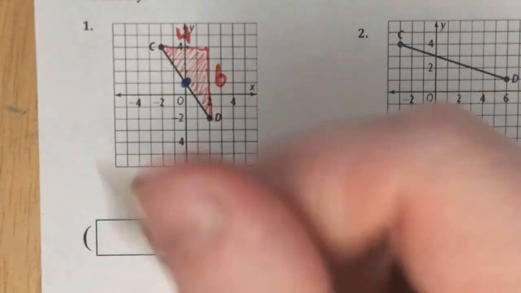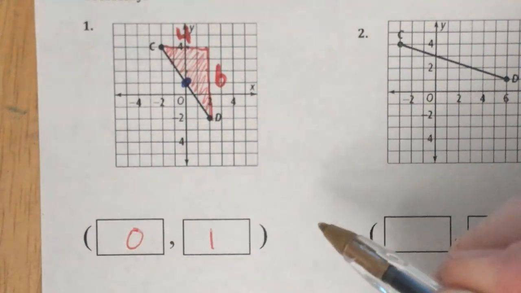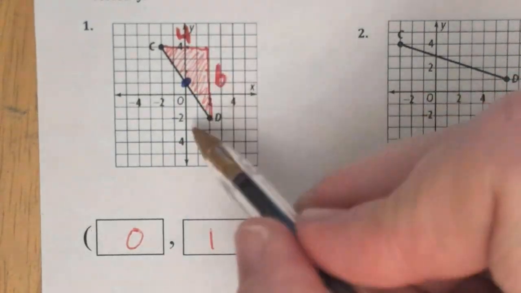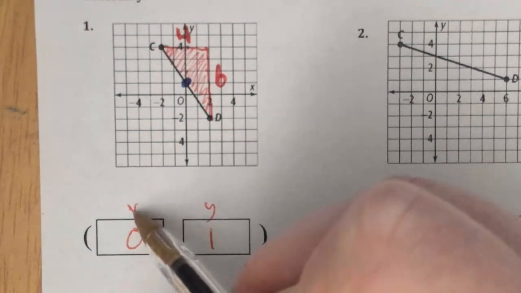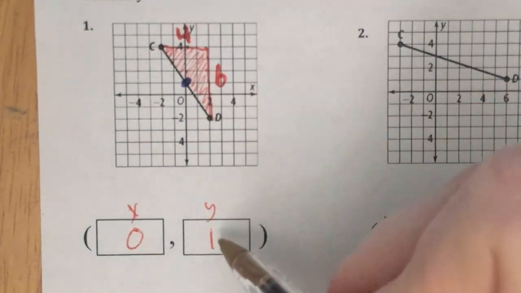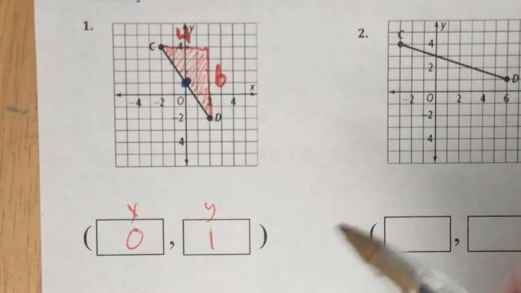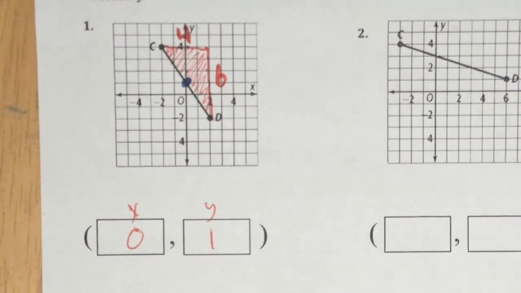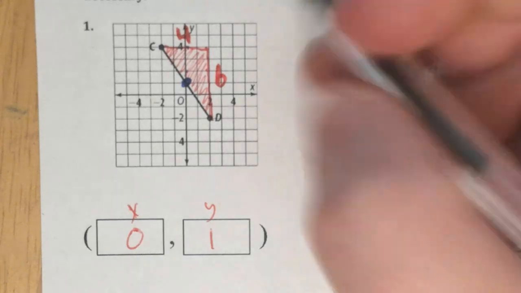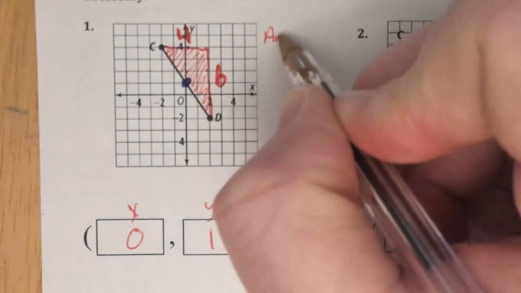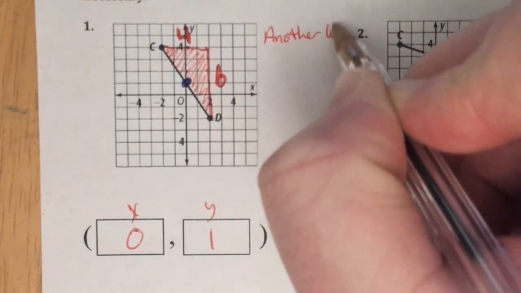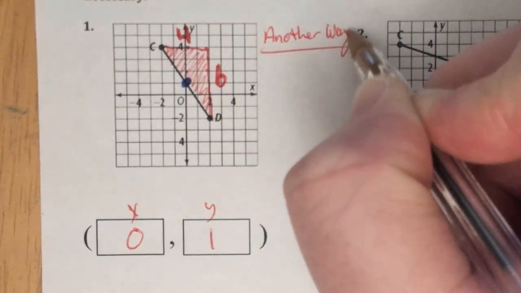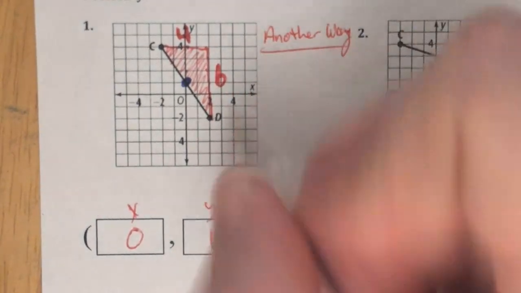So 0, 1. Or was it 1, 0? Well, this is on the y-axis. This is xy. So it's on the y-axis, so the number should be with the y, and it is. So that's telling me I'm correct. That's one way how to do this. A second way that we could do this is this.